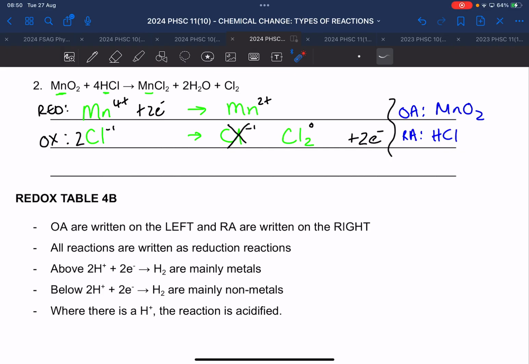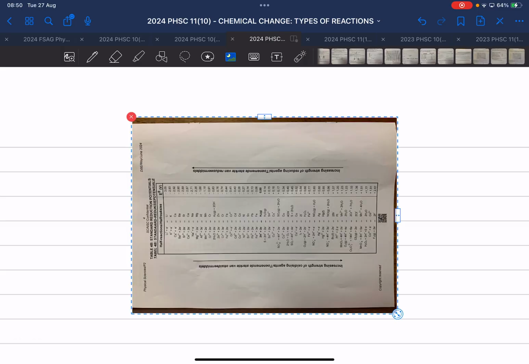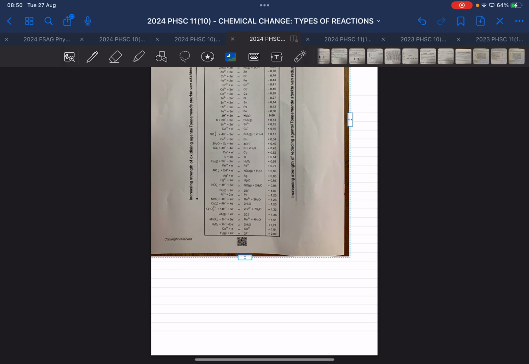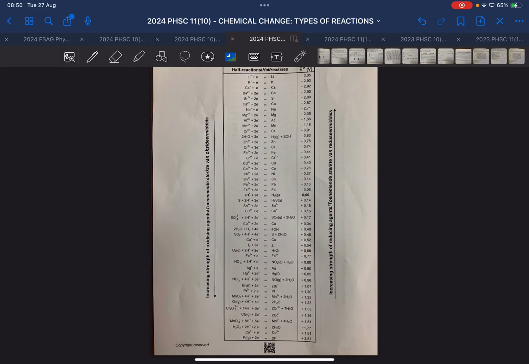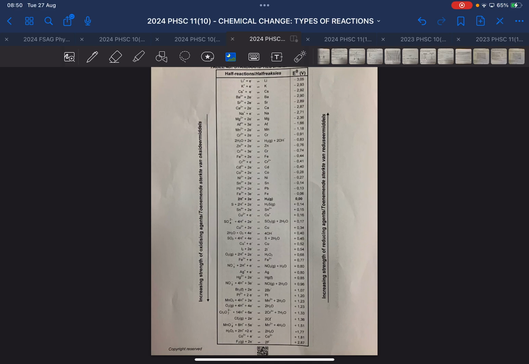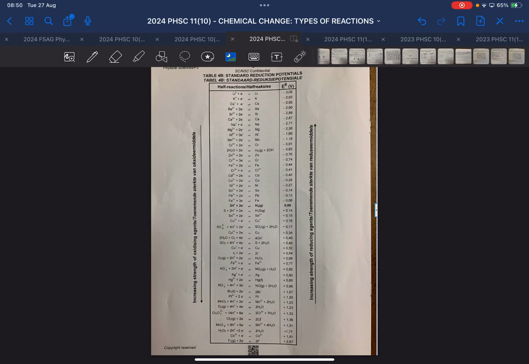Okay, so table 4B, if you look at it, you will see that all of the reactions are written as what type of reactions? Are they written as oxidation or reduction half reactions?